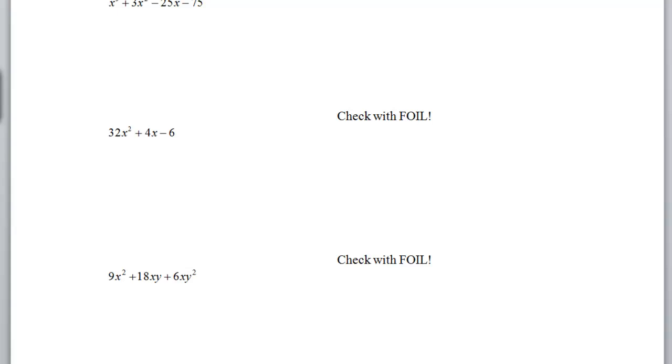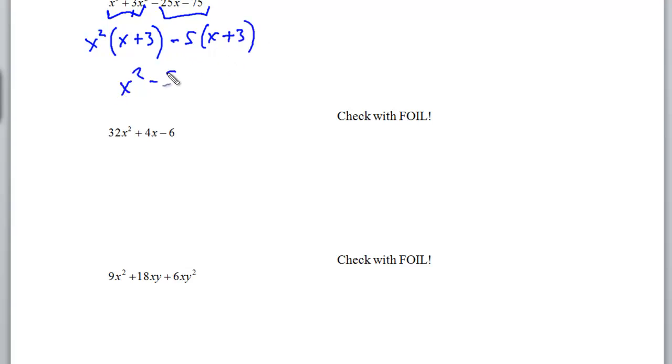All right, so is there anything I can remove from all 4 of these terms? No, but since it's a 4-term problem, I can remove something from the first 2 terms, and I can remove something from the last 2. I'm going to remove an x squared, and that leaves me with x plus 3. And what am I going to remove from the last 2 terms here? I'm going to remove a -5 because it's a negative 3rd term, which leaves me with x plus 3. And now I have x squared minus 5 and x plus 3.